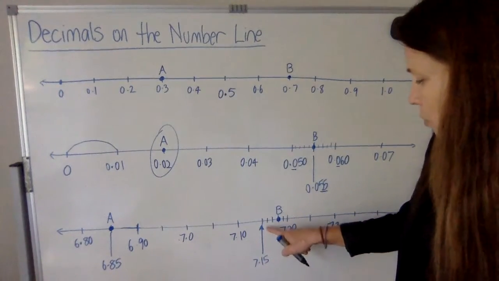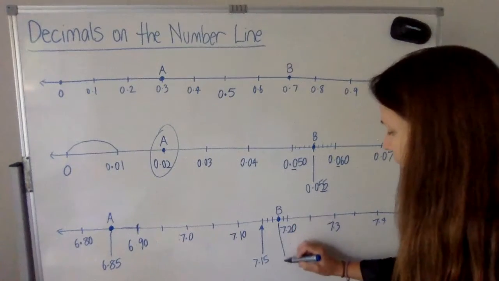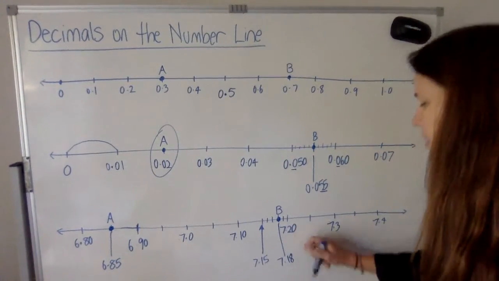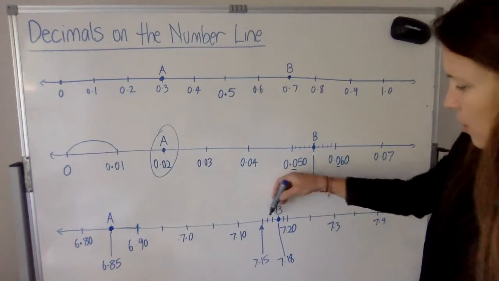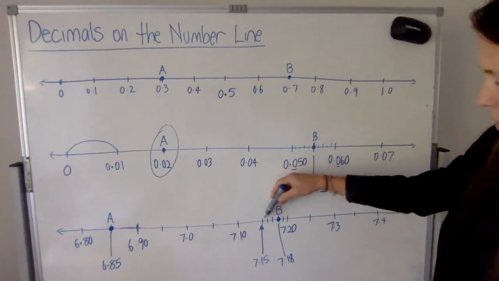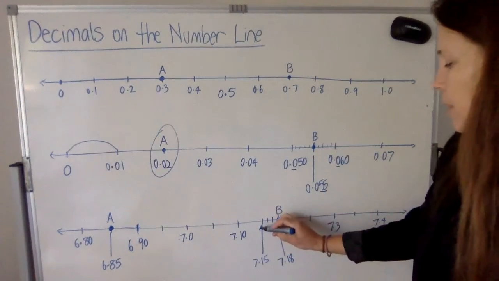So I'll have 7.16, 7.17, 7.18, 7.19, 7.20. So that makes sense. And I've basically just each time looked at what I needed to divide up the things on either side by to find the tick marks that are closest.